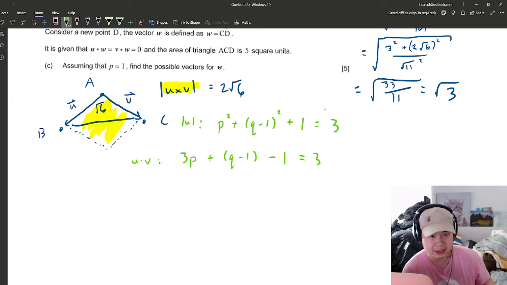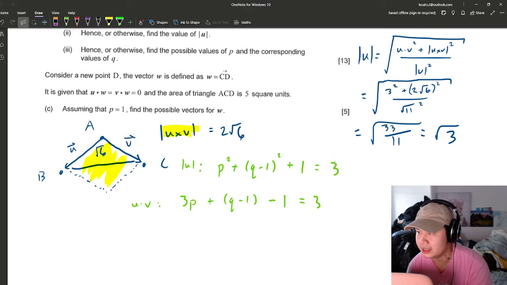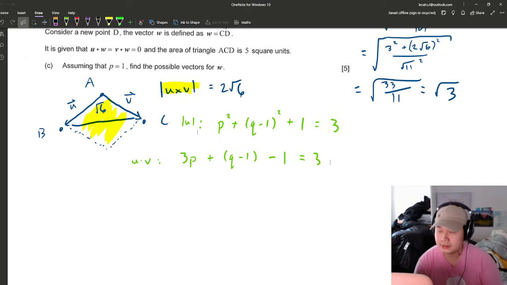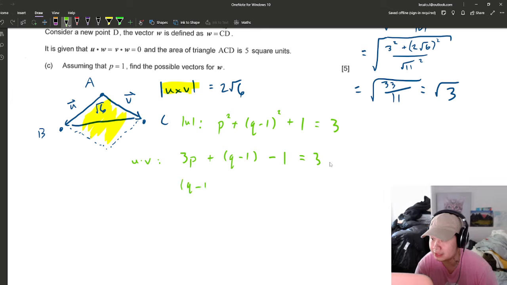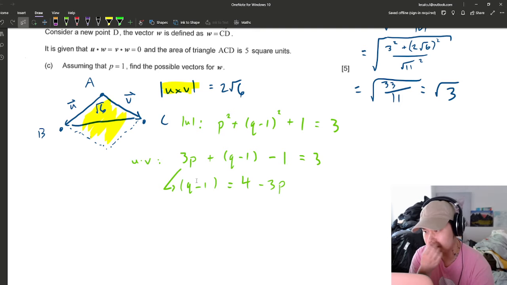So here are my 2 equations, right? One from the dot product information and one from the magnitude or length of u. And then we can solve this using substitution. Let's see. I'm going to say q minus 1 from this one. This is the same as 4 minus 3p. And you can solve for q as well. But because this whole thing is q minus 1, then I can just solve for q minus 1 instead, and then I'll just put this in here.